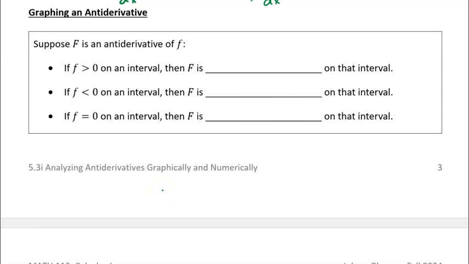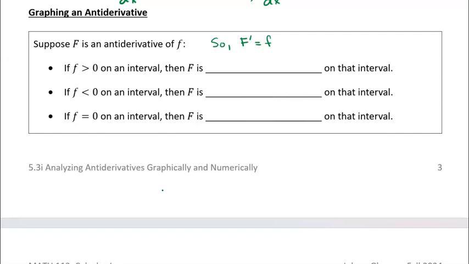All right. So in the next example, we're going to construct an antiderivative graphically. But before we do that, let's step back and think about what we've got here. Let's suppose that capital F is the antiderivative of lowercase f. What does that mean? That means that the derivative of capital F is f, because if I take the derivative of the antiderivative, we get the original function.